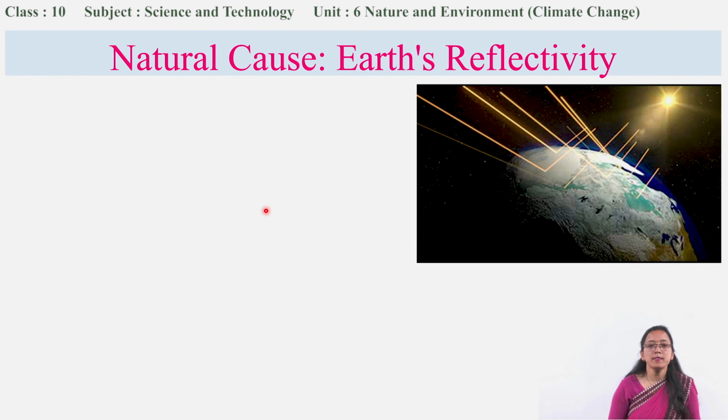Okay, next one is Earth's reflectivity. How much light energy is reflected by the earth also causes climate change. From the sun, solar energy is coming in the form of radiation. When it falls on the earth's surface, it reflects back to the atmosphere. This is called reflectivity. How much energy is reflected and how much is absorbed by the surface of the earth also matters for climate change.